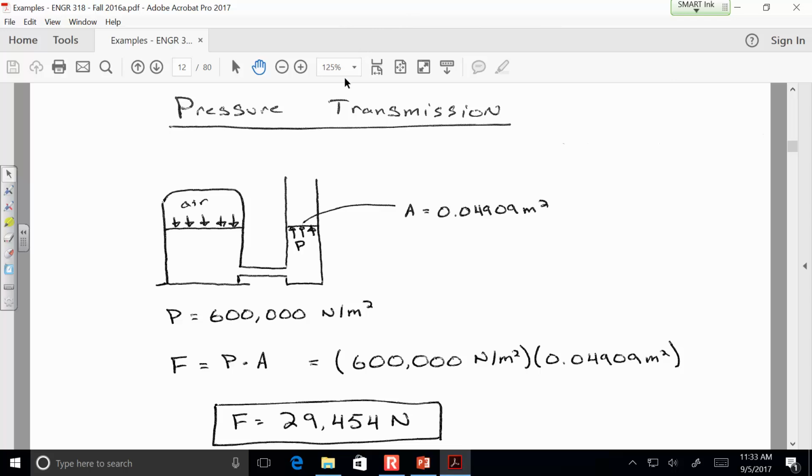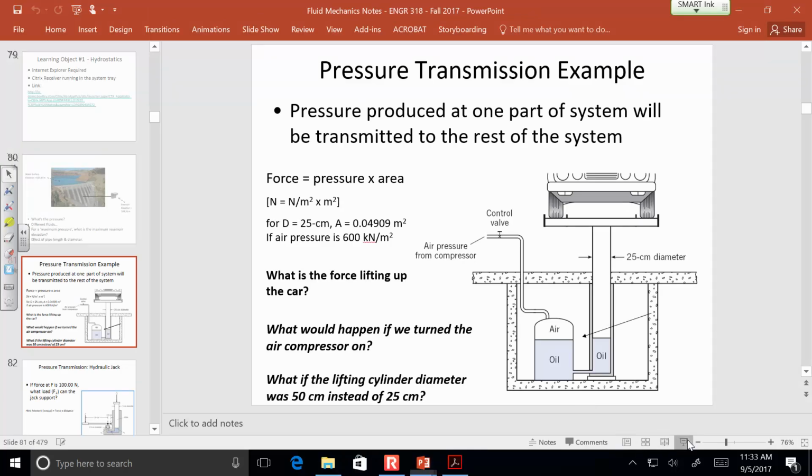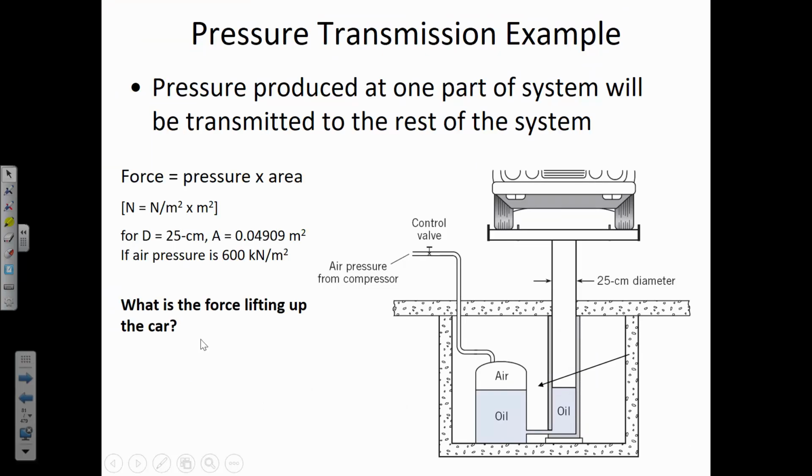Now, in SI units, that amount of force is equivalent to about 3,000 kilograms of mass. So we're talking about it could lift a vehicle that's roughly 6,500 pounds, maybe 7,000 pounds, pretty heavy, like a Mercedes heavy, right? So now I have a couple of follow-up questions here. We calculated what the force is, the force that's lifted up under these current conditions, but what if we turned the air compressor on? What would happen to the system?